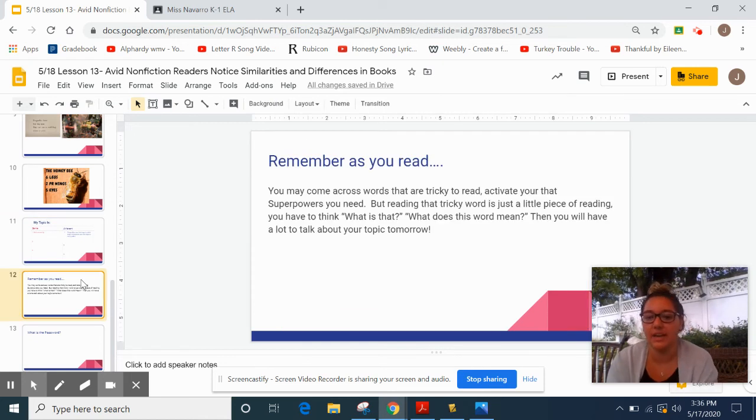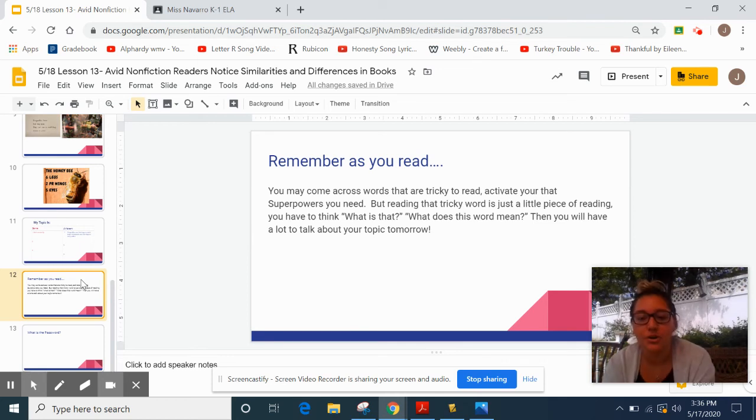Remember, as you are reading, you may come across words that are tricky to read. I want you to activate the superpowers you need. But reading that tricky word is only a little bit of piece of reading. If you can sound out that word, good job. But don't just skip it. You need to ask yourself, what is that? What does this word mean?